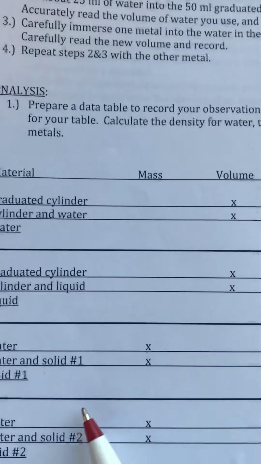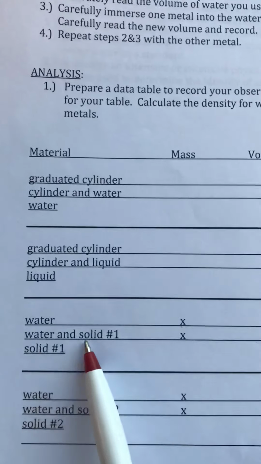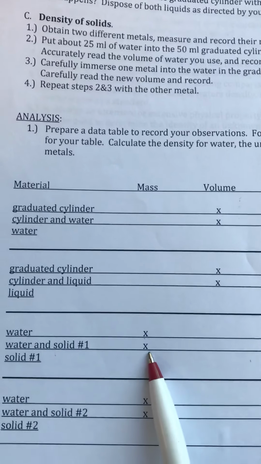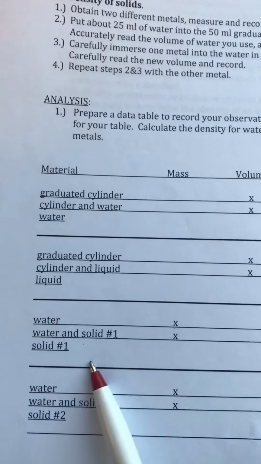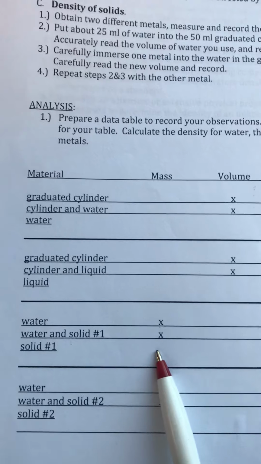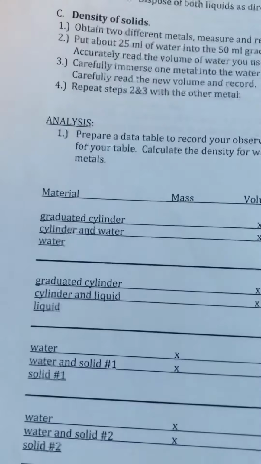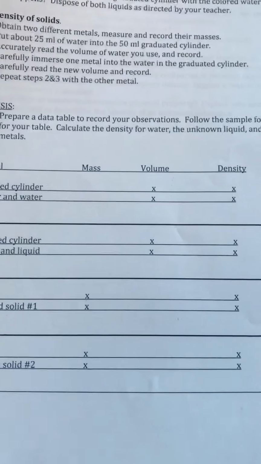Okay, that's the mass in the big graduated cylinder. You don't need that. And what else we got here? The water and the solid number 1, when we added the solid into the cylinder, you don't need the mass of that. But what we do need is the mass of that solid, which we have. We have the mass of the solid, and there's zinc's mass. We got that right from the beginning of the lab, so put that into the table.